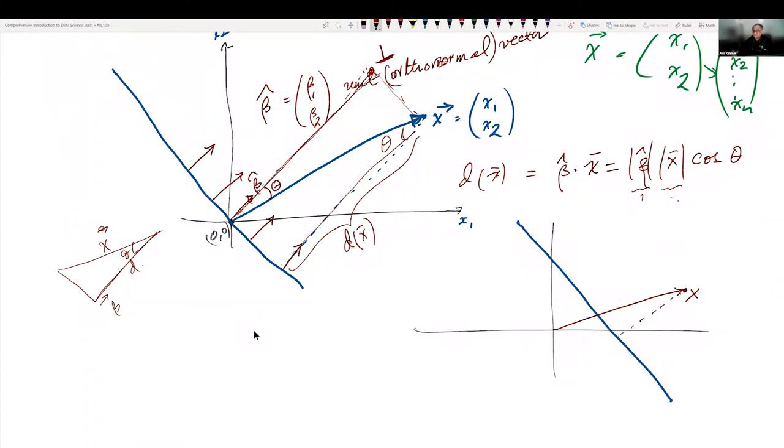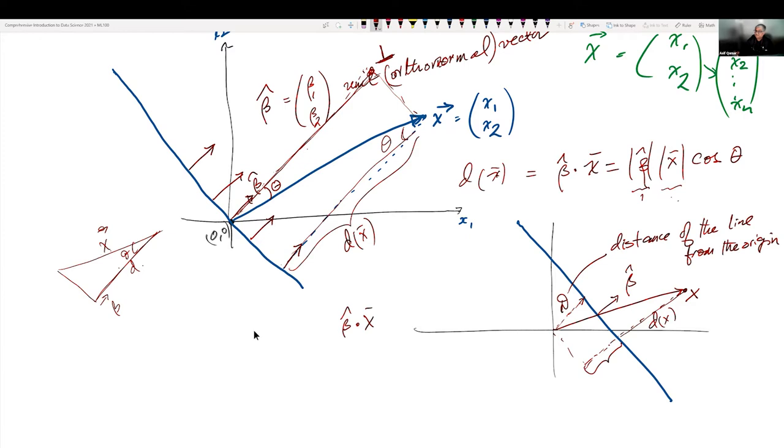Now you realize that if I take the unit vector beta hat and I say beta hat dot X, what will it give me? Unfortunately, it will give me this distance. Not only will it give me the distance from the decision boundary, but it will add this distance, which is the distance of the plane from the origin. Let me just call this D, capital D, which is the distance of the plane. Here it is just a line from the origin.